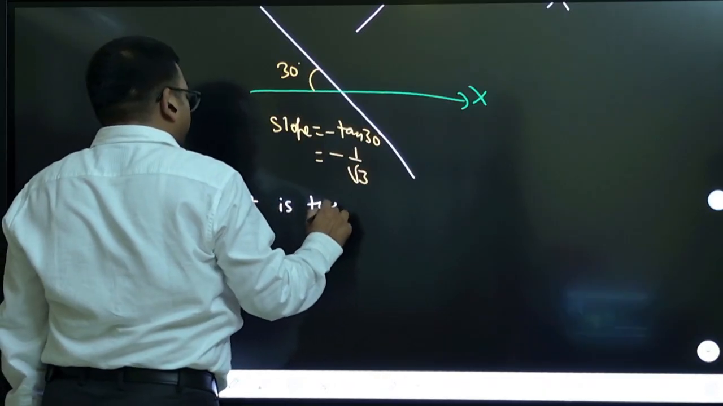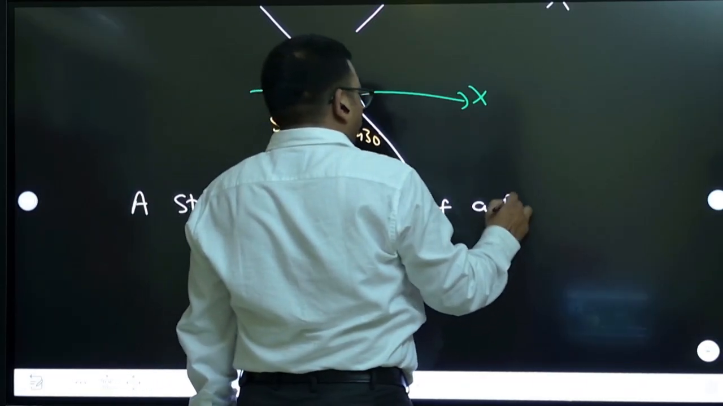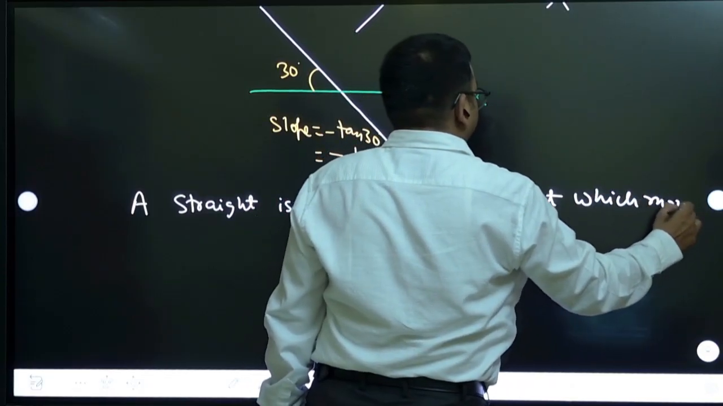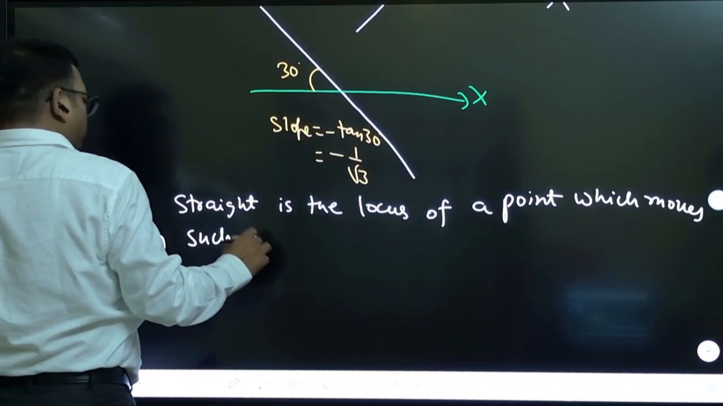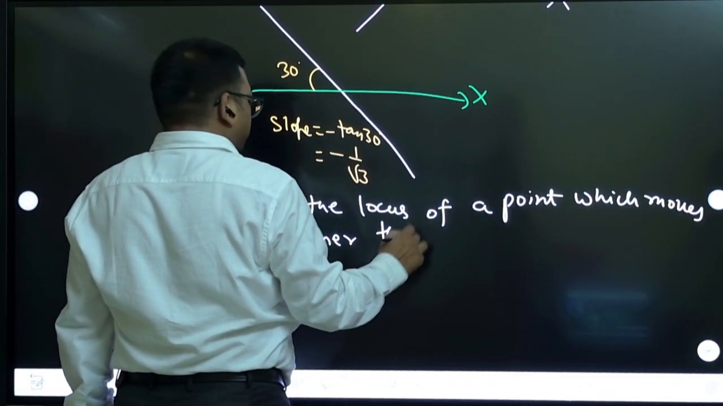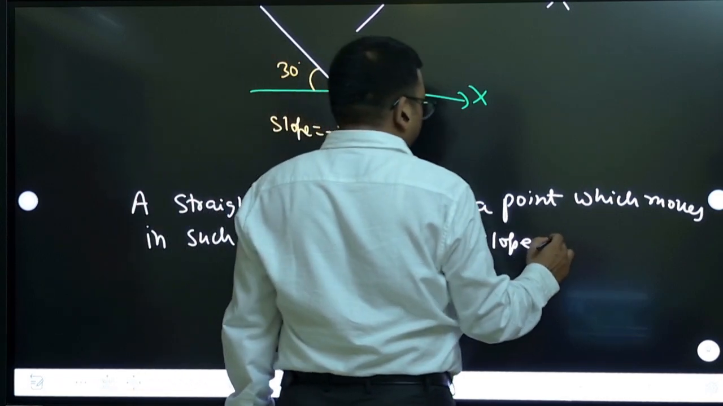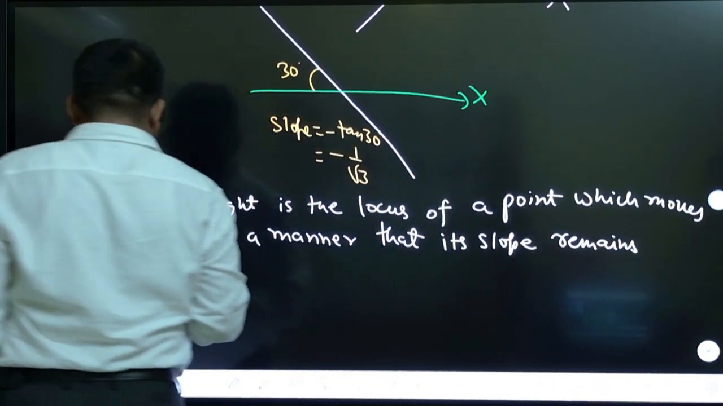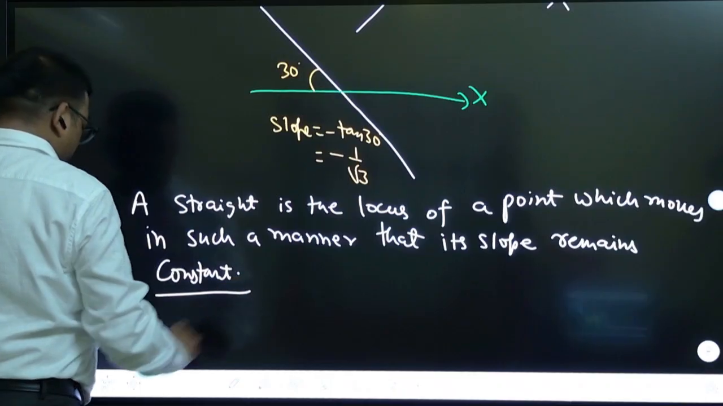A straight line is the locus of a point which moves in such a manner that its slope remains constant. Its slope remains constant. That's how a straight line is defined.